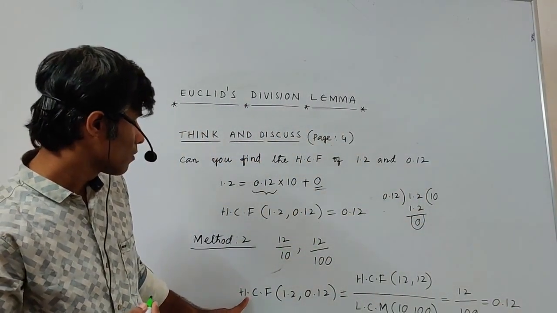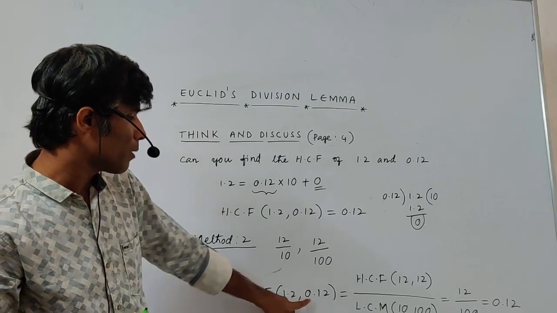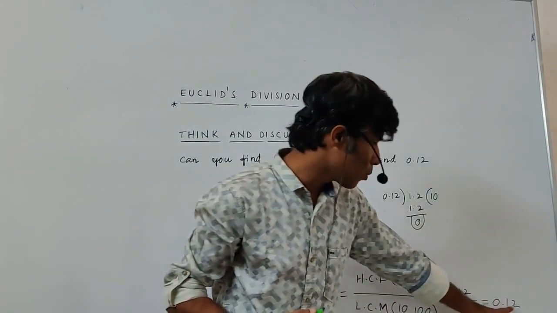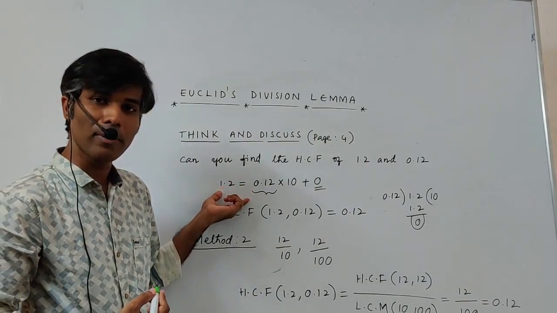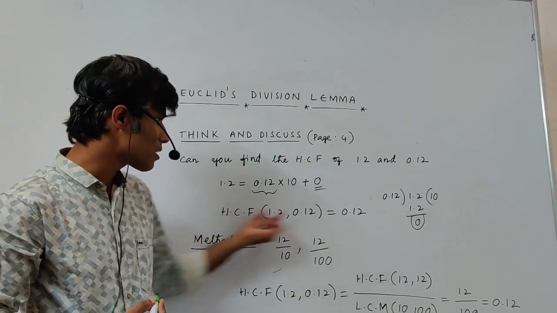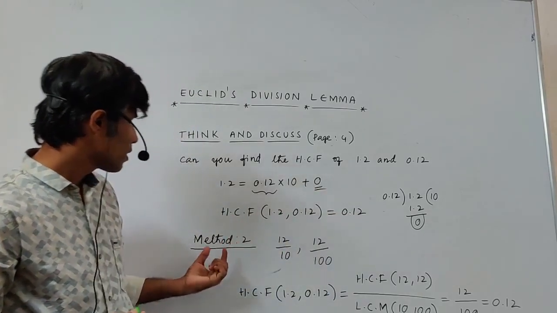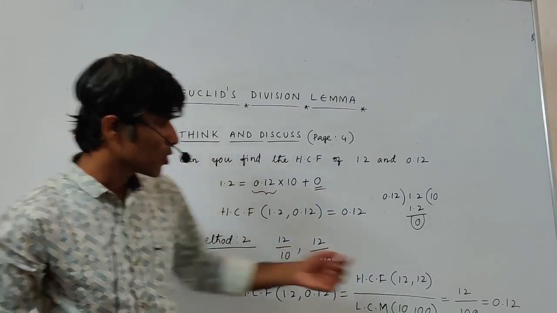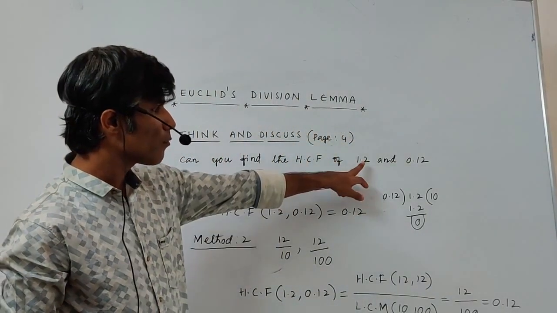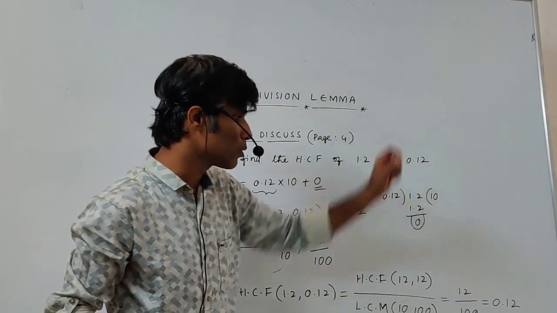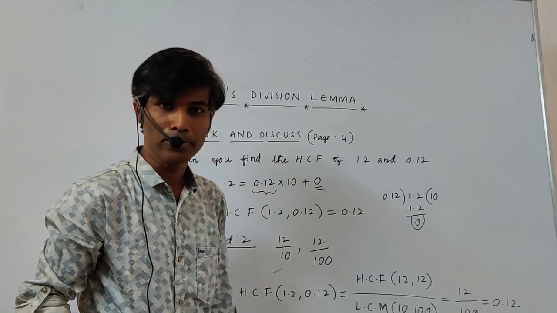What you are getting now? HCF of 1.2 comma 0.12 is 0.12. Here this is by using Euclid's division lemma, you are getting HCF as 0.12. In method 2 also you are getting 0.12. Therefore you can conclude the HCF of 1.2 comma 0.12 as 0.12.